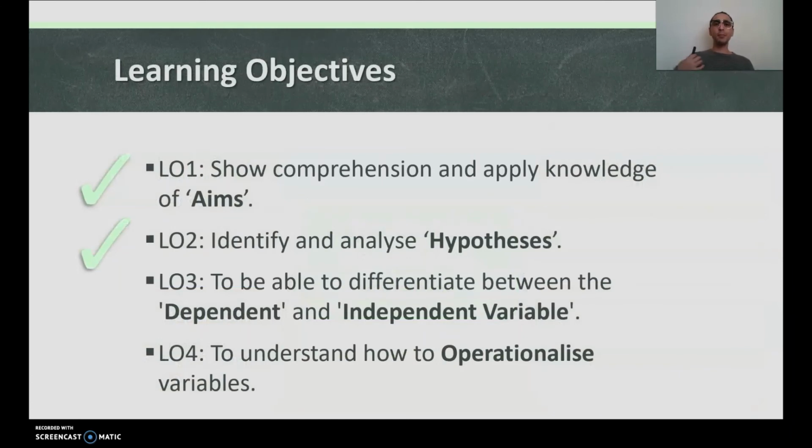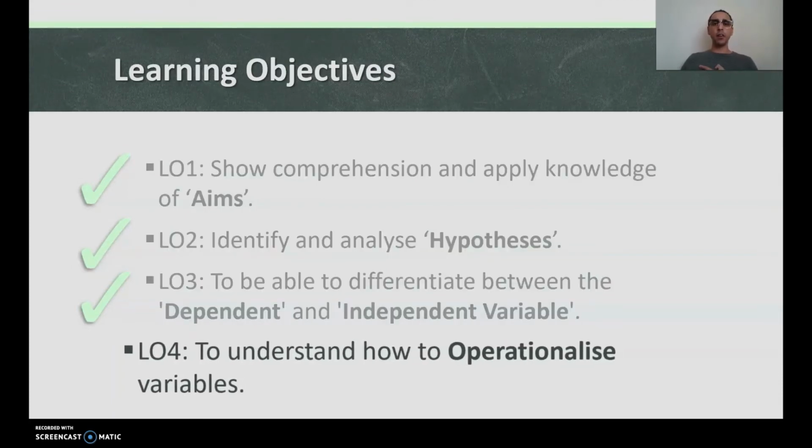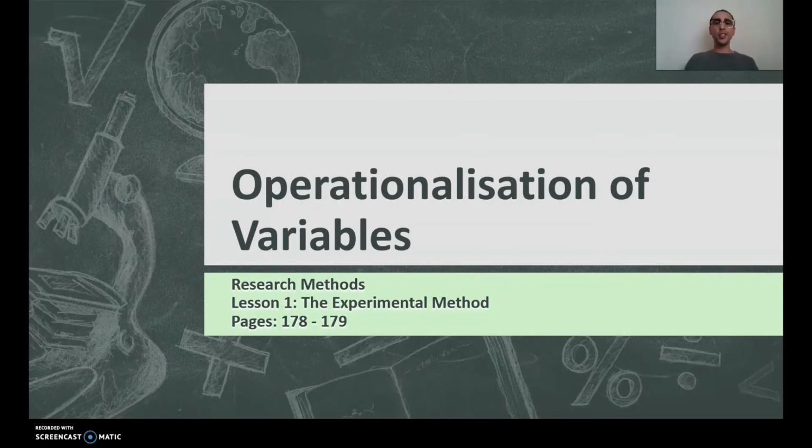Right, learning objective 3, to be able to differentiate between the dependent and independent variable. Yes, ticking it off, tick. We're on to the last one now, operationalization. This is where we got to before. So we're on to learning objective 4, to understand how to operationalize variables. Ooh, operationalize, that's a difficult word. No, it's fine, we'll be fine. Operationalization of variables. What a lovely long word that just rolls off the tongue.